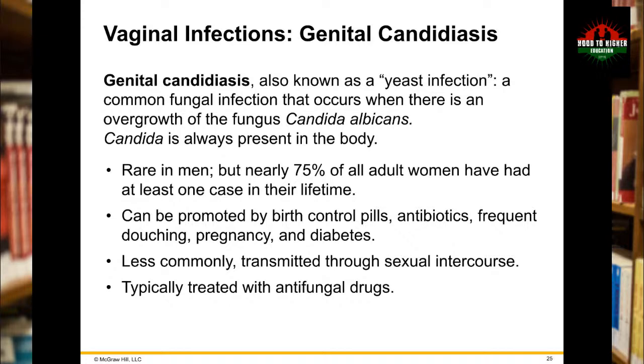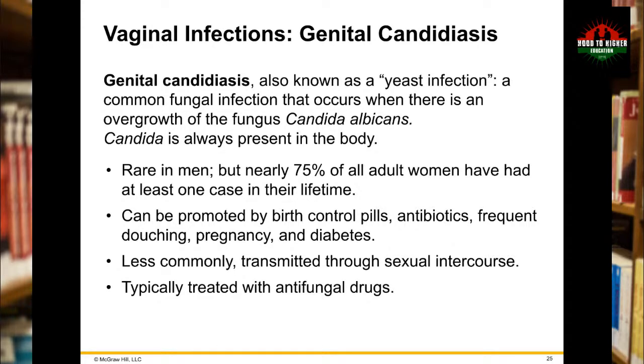Vaginal infections, so genital candidiasis. Candidiasis, also known as a yeast infection. That's a scientific term for a yeast infection, a common fungal infection that occurs when there is an overgrowth of the fungus Candida albicans. A lot of these are derived from the Latin word, right? And it is always present in the body.